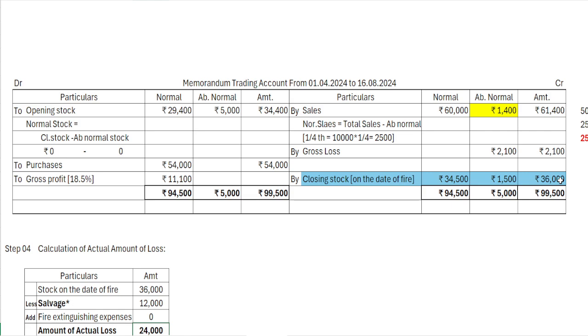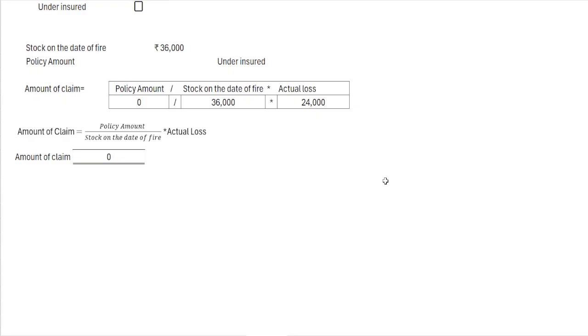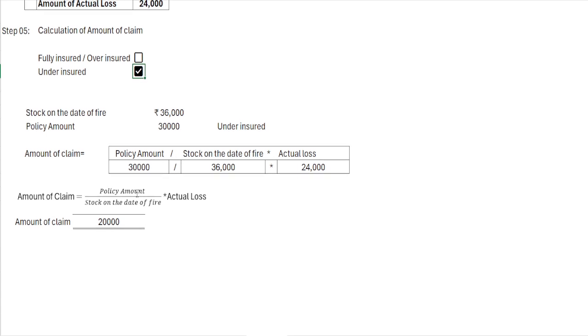But the stock is insured for 30,000, which is underinsured. Then the average clause applies. Through the average clause, we can calculate the amount of claim. Let's calculate that. The policy amount is 30,000, which is underinsured. Then the amount of claim is equal to the policy amount, 30,000, divided by the stock on the date of fire, which is 36,000.